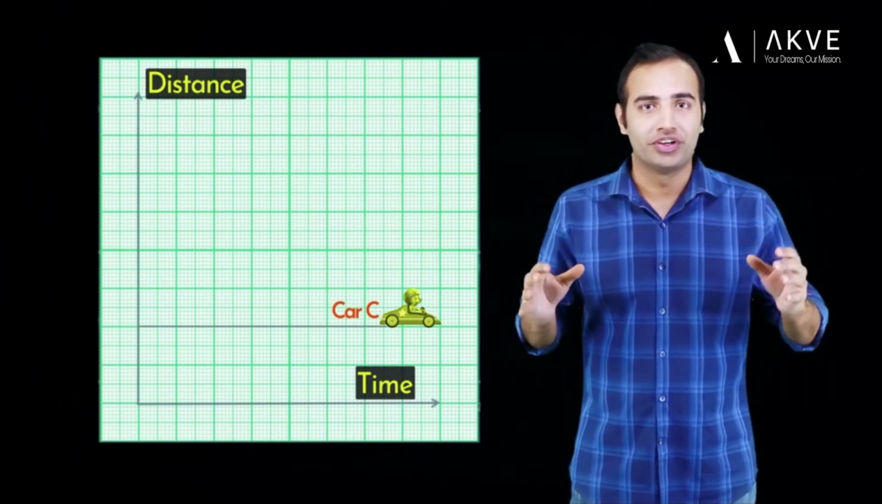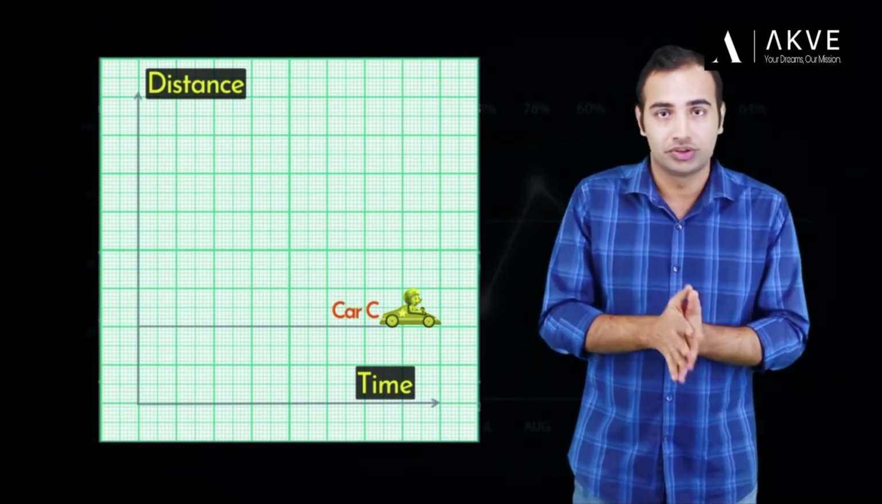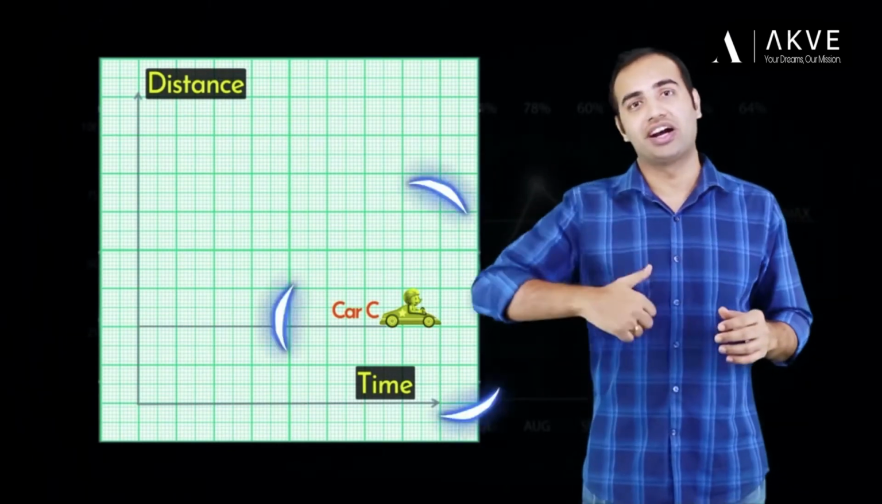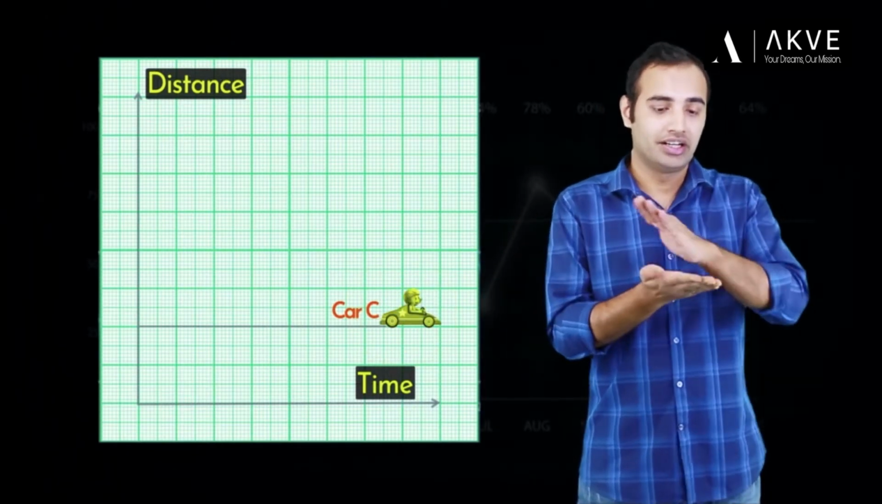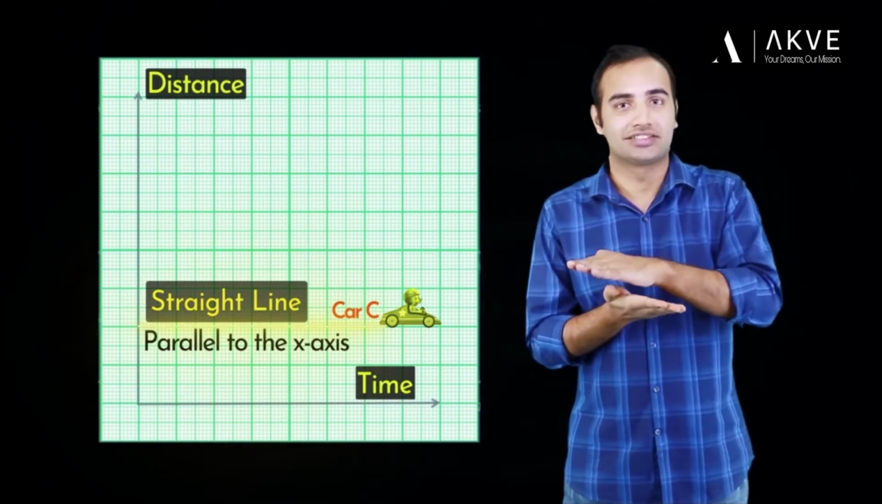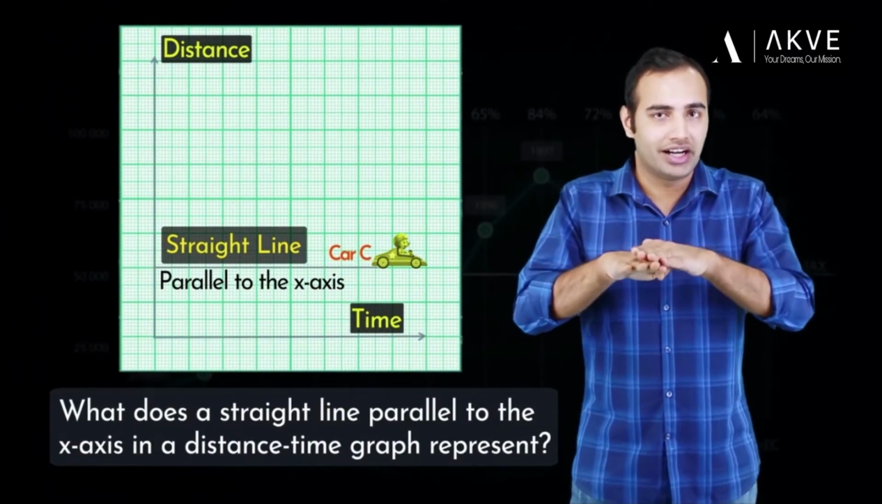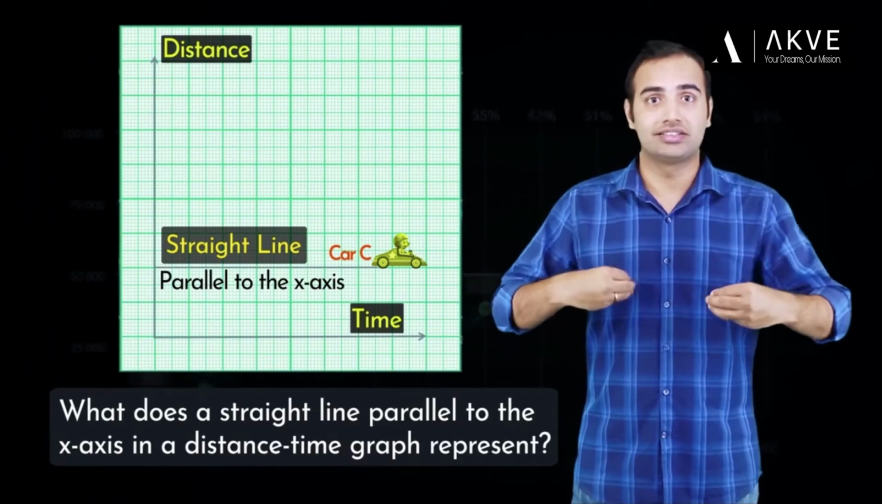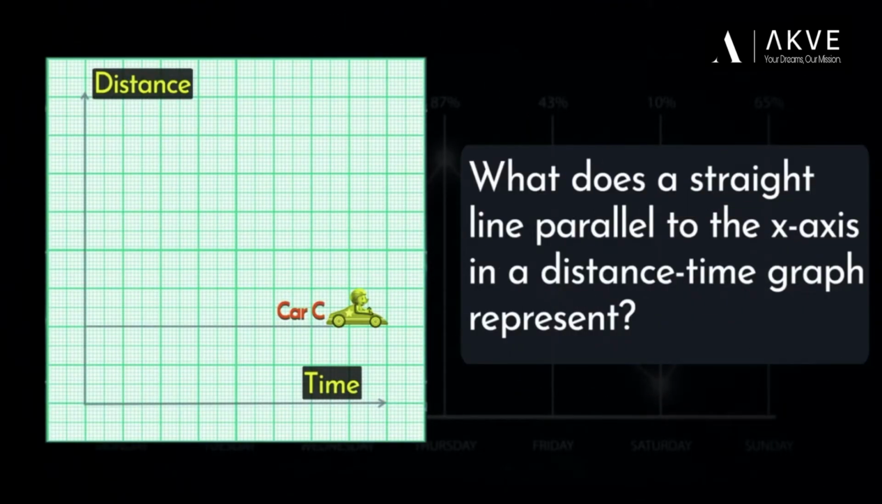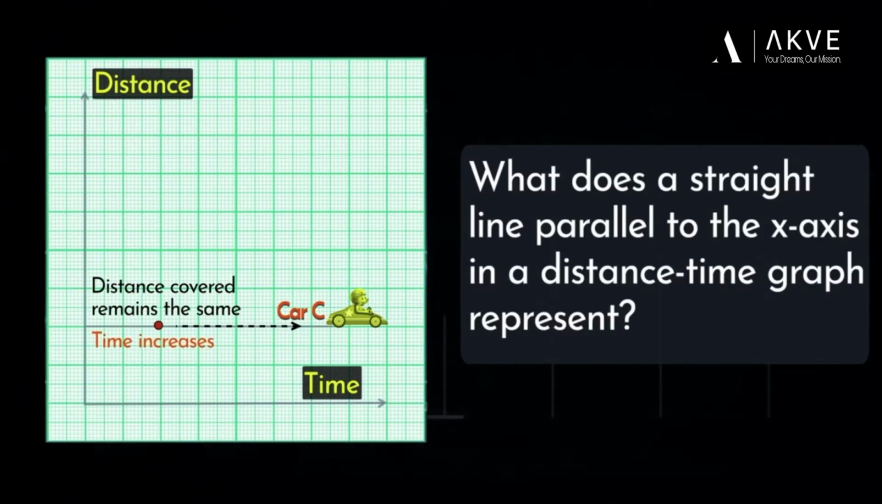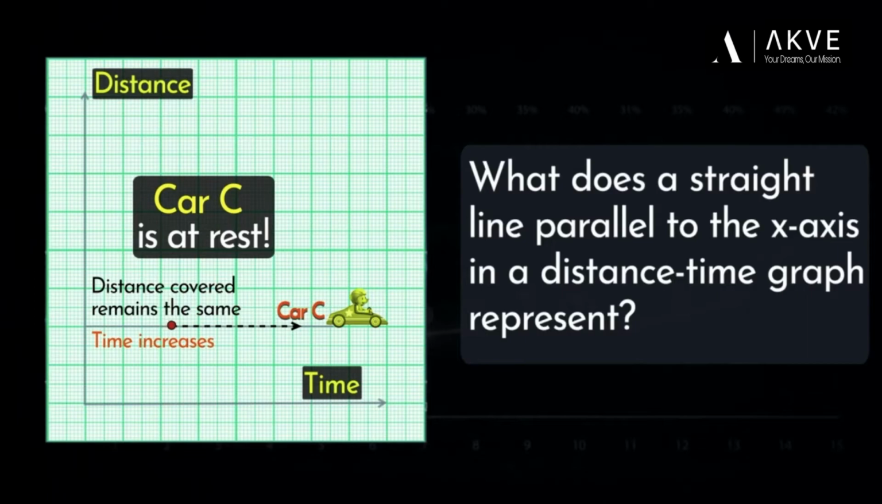But before moving on, I want you to pay attention to the plot that represents the motion of car C over here, which is nothing but a straight line parallel to the x-axis, completely flat straight line. Now what do you think does a straight line parallel to the x-axis in a distance time graph represent? Well, if you really think about it, it's very easy to understand. You see, as the time passes, the value of distance is not changing for car C. What does that mean? Well, it simply means that car C is at rest.